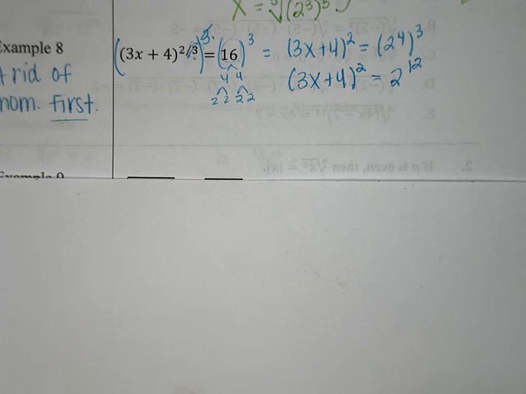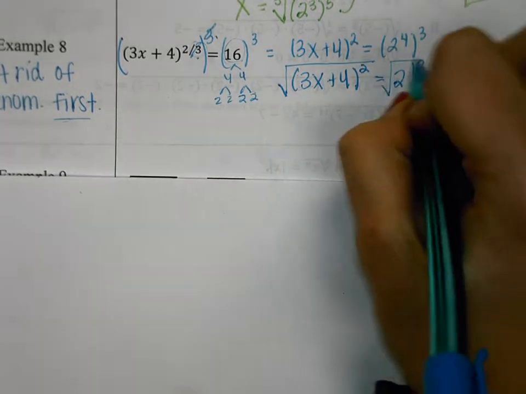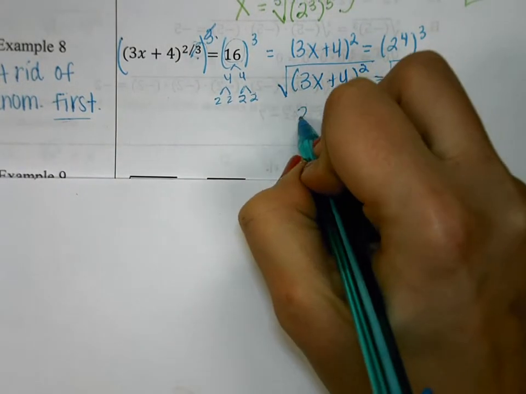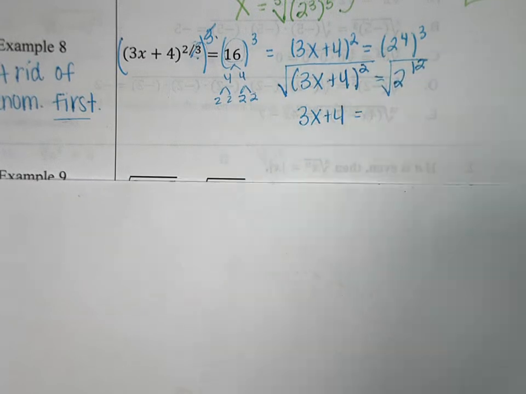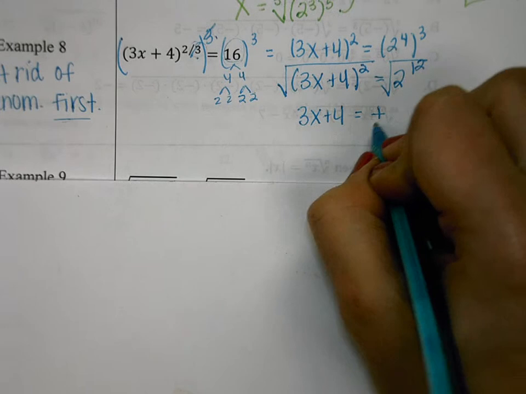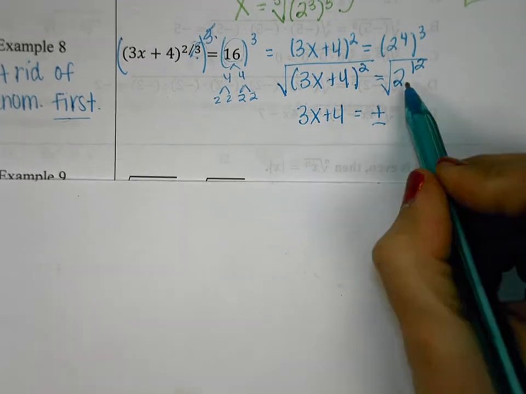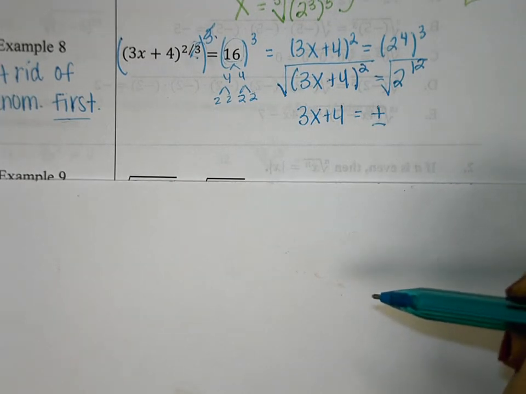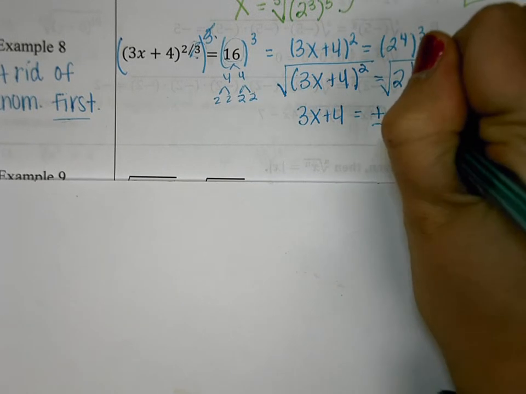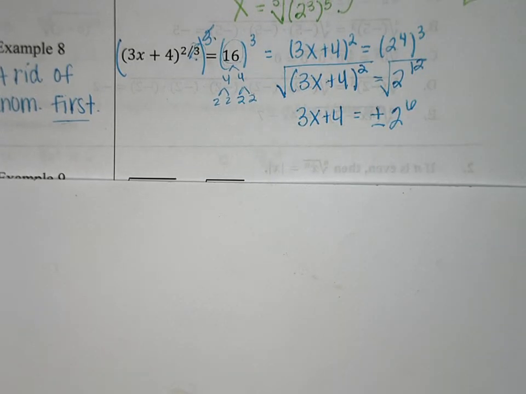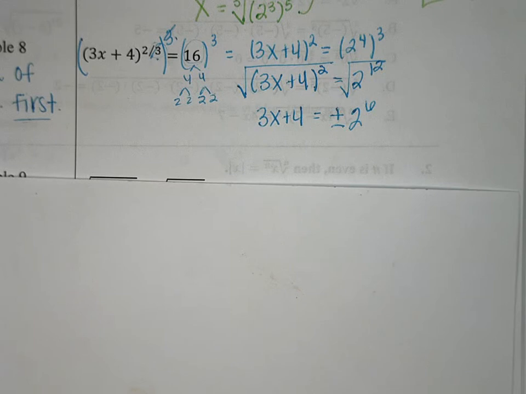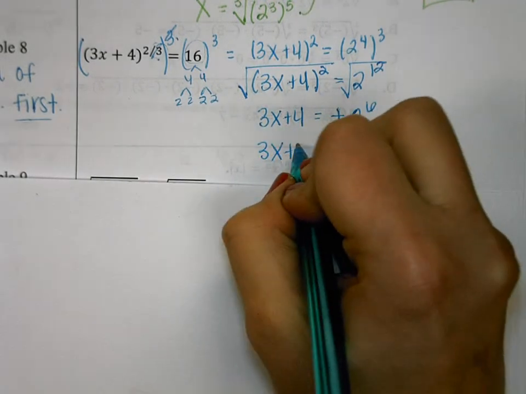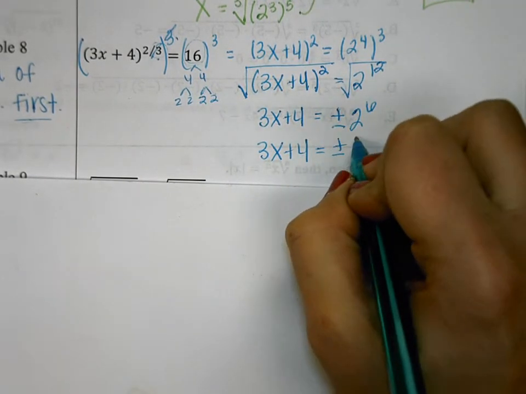And now I can take the square root. So those are going to cancel, so I'm going to get 3x plus 4 equals, now remember, when I'm the one taking the square root, my answer has to be plus or minus. And how many pairs can I pull out of 2 to the 12th? That's going to leave me with 2 to the 6th. Now I'm not done solving. 2 to the 6th is equal to 64. So this is 3x plus 4 equals plus or minus 64.